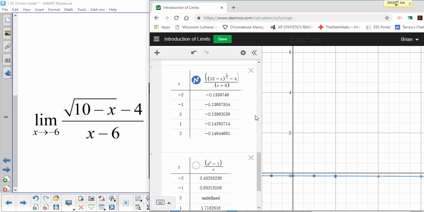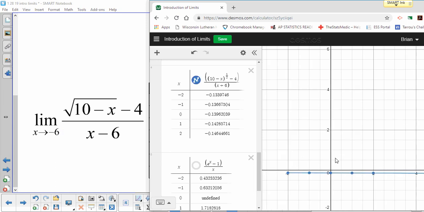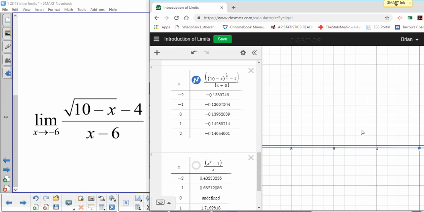So if I graph this one, I have to move my graph over a little bit. We're going to look at -6. Now -6, this looks a little weird. Now this one appears to be really leveled off right here. It looks almost like a straight line, but it's not. It appears to be approaching negative 0.125 as I approach from the right side, and as I approach from the left side. Yet at negative 6, we know it's undefined because you can't divide by 0.